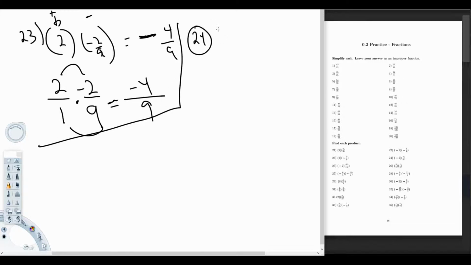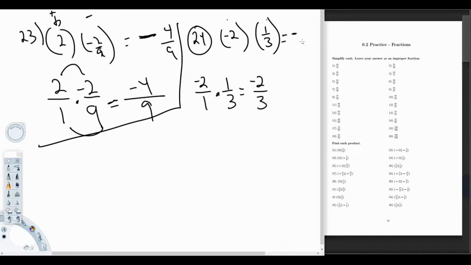Number 24, negative 2 multiplied by a third. What they're saying here is we have a negative and a positive, so we know our answer is going to be negative. That we're certain of. So that is negative 2 over 1 multiplied by 1 over 3 equals negative 2 over 3. That's our answer.